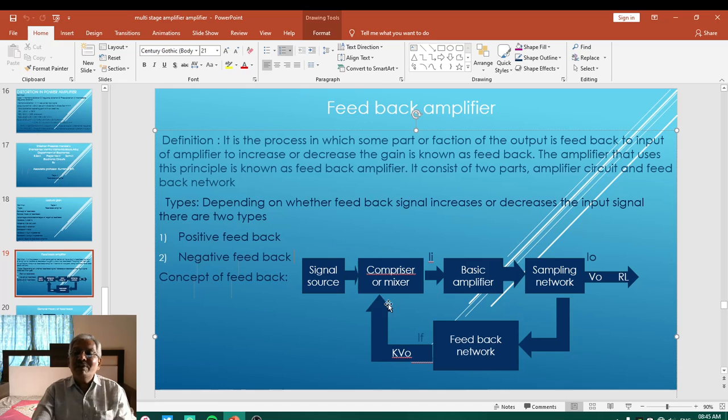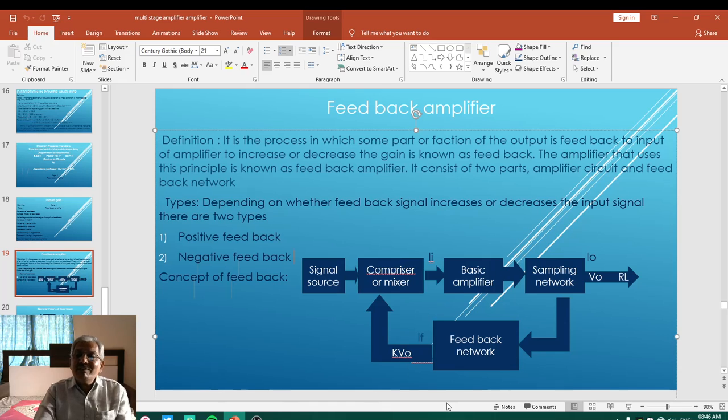If the feedback network is removed from this particular block diagram, it is just going to act as a simple amplifier. Meaning no comparison, no sampling. If it takes no sample, then there is no feedback network. That means nothing is provided back to the input. When no signal is provided back to the input in the form of a feedback signal, it is called a without feedback amplifier.